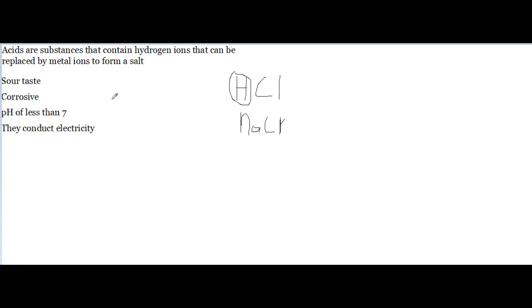Now there are a few unique properties. They have a sour taste, and this is why most juices taste sour, because most juices contain citric or tartaric acid. They're highly corrosive. They have a pH of less than 7 on the pH scale, and they can conduct electricity when in solution, and they are known as electrolytes.